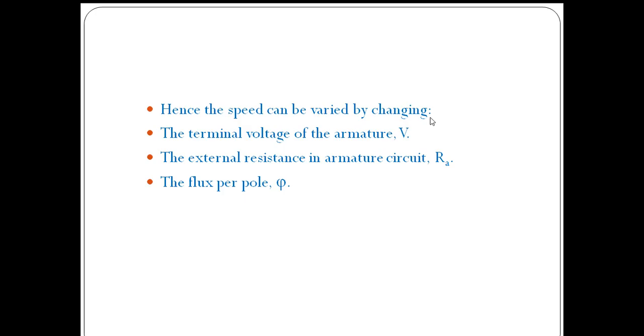Hence, the speed of the motor can be changed by changing the terminal voltage, by inserting an external resistance in the armature circuit, or by changing the flux per pole.